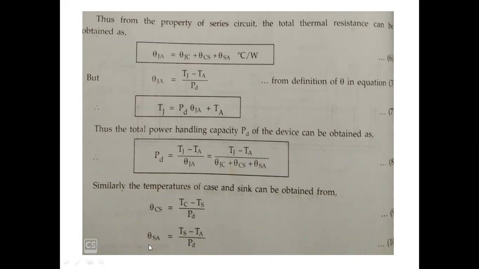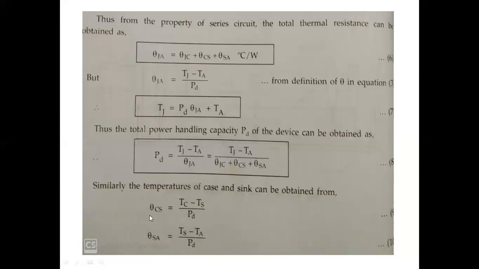In a similar manner, theta SA, the thermal resistance from heat sink to ambient, can be written as Ts minus Ta by Pd. Theta SA is the thermal resistance from sink to ambient, Ts is the heat sink temperature, Ta is the ambient temperature, and Pd is the power dissipation. Okay, so these are the three equations we have to remember.